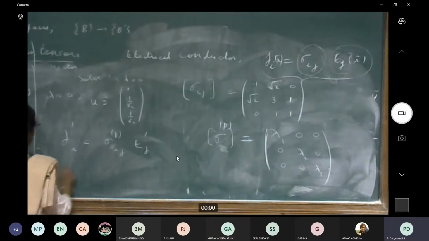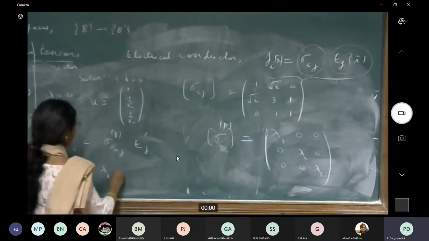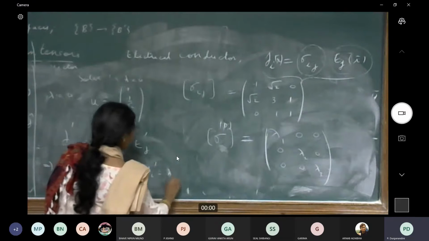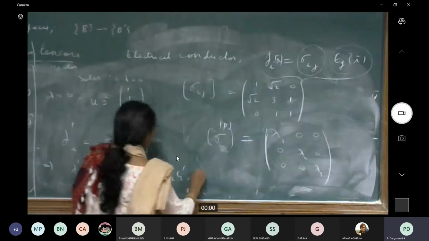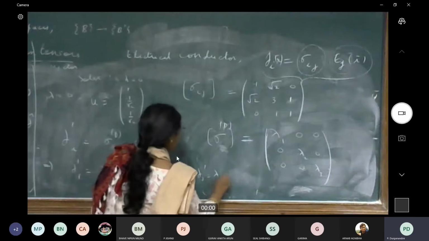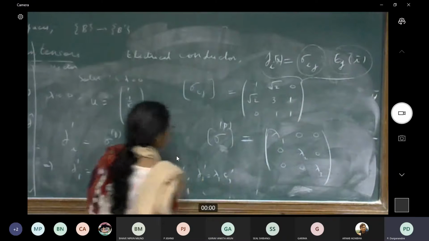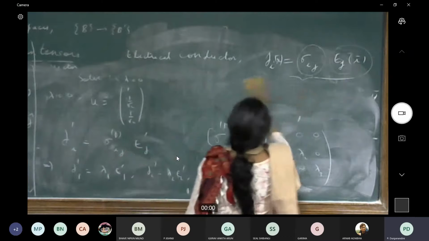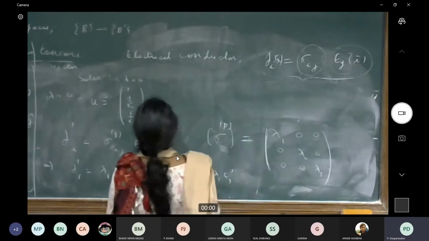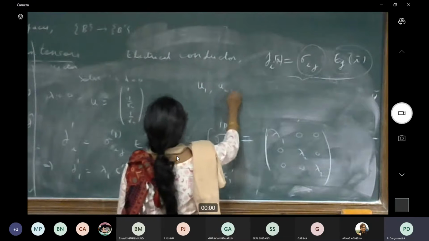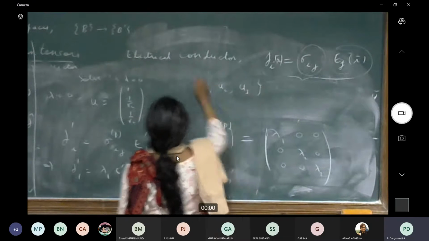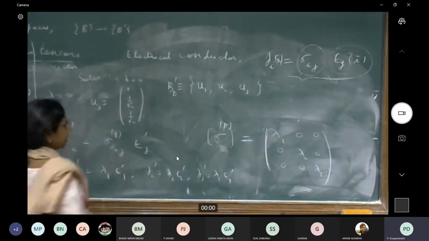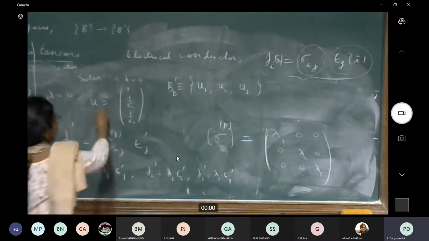So this then tells me that J1 prime will be equal to lambda 1 E1 prime, J2 prime will be equal to lambda 2 E2 prime, and J3 prime equal to lambda 3 E3 prime. Now when your basis vectors are diagonalized, you can choose the basis vectors as U1, U2, U3. So this is your diagonal basis. This is my U3 basis, and let me call it U1.